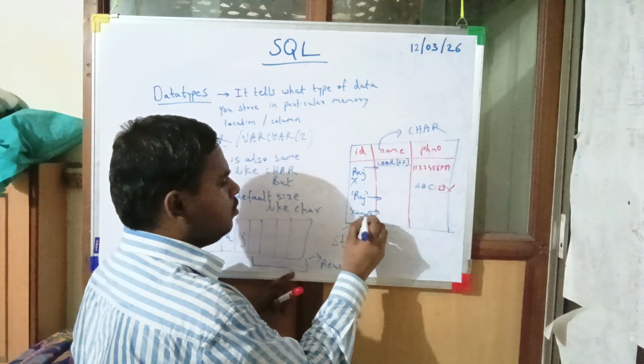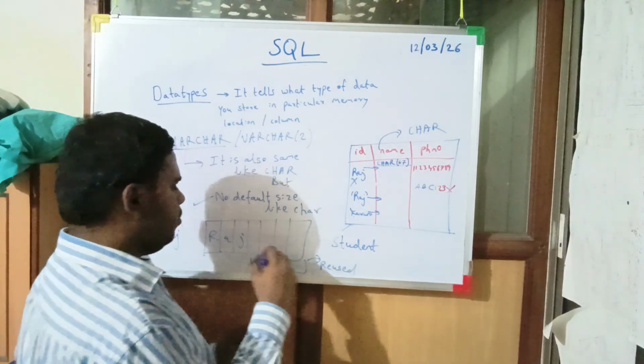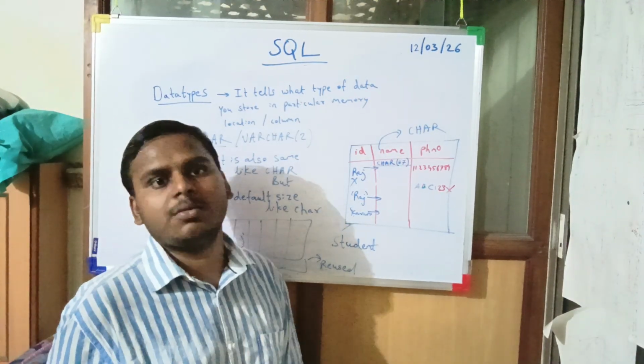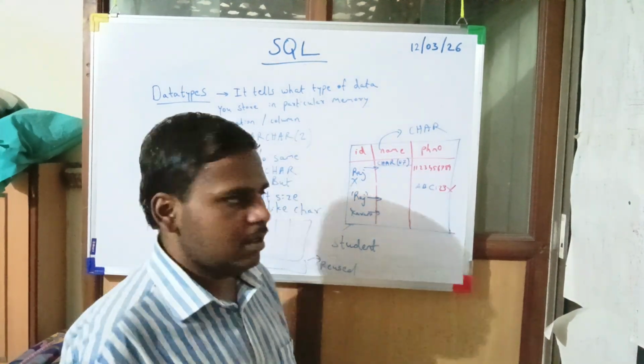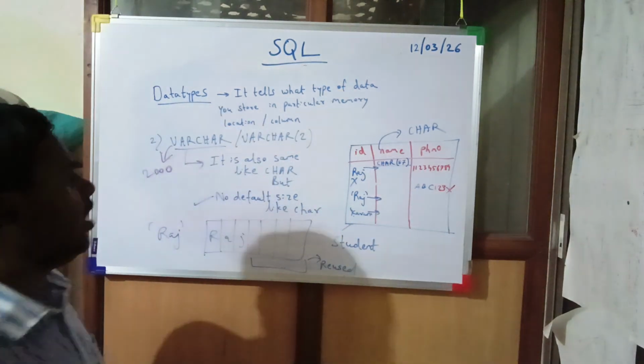So here, how many characters? 1, 2, 3, 4, 5 characters. So these 4 blocks are being reused again for the next name. So no wastage of memory is there. So that's an advantage of VARCHAR.